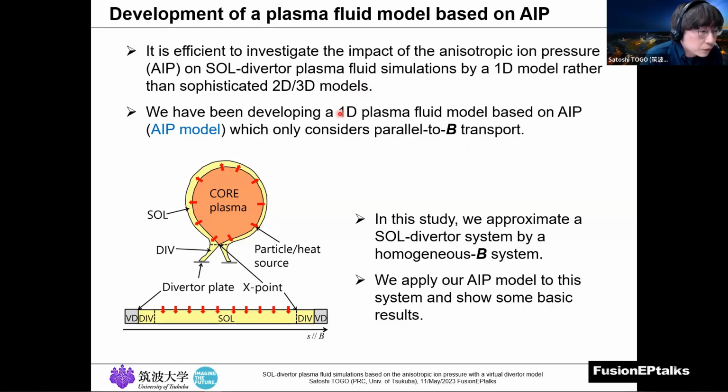But we have been developing a 1D plasma fluid model based on AIP, called AIP model, which only considers parallel transport. In this study, we approximate a SOL-divertor region colored yellow by a homogeneous magnetic field system like this. And then we apply our AIP model to this system and show some basic results.